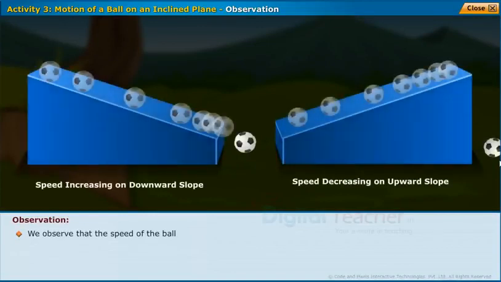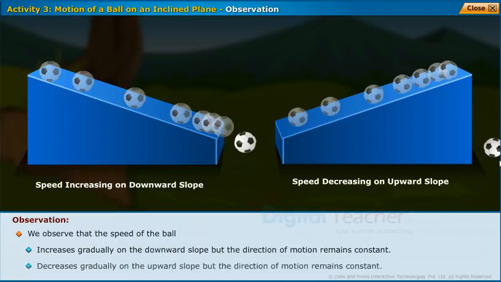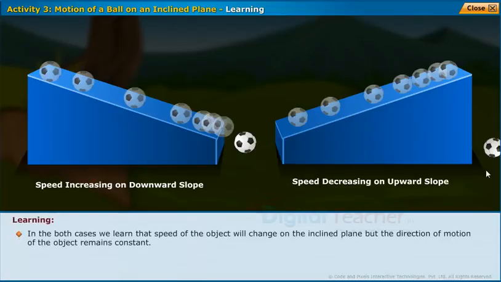We observe that the speed of the ball increases gradually on the downward slope, but the direction of motion remains constant. It decreases gradually on the upward slope, but the direction of motion remains constant. In both cases, we learned that the speed of the object will change on the inclined plane, but the direction of motion of the object remains constant.